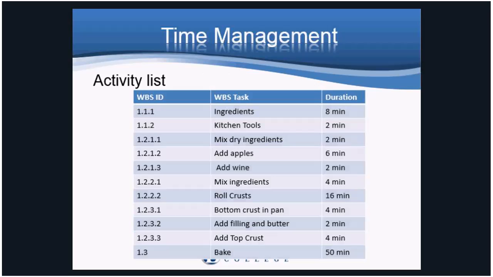What is displayed here is the activity list, the list of lowest level tasks from the work breakdown structure, listed in a table. The ID numbers are also listed. Then each activity duration was estimated using one of the methods from the previous slide and recorded in the last column.